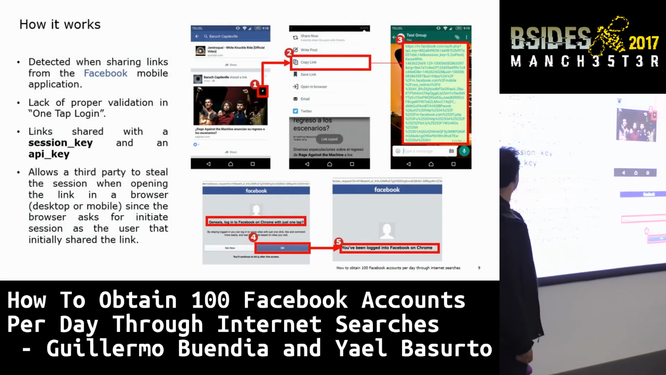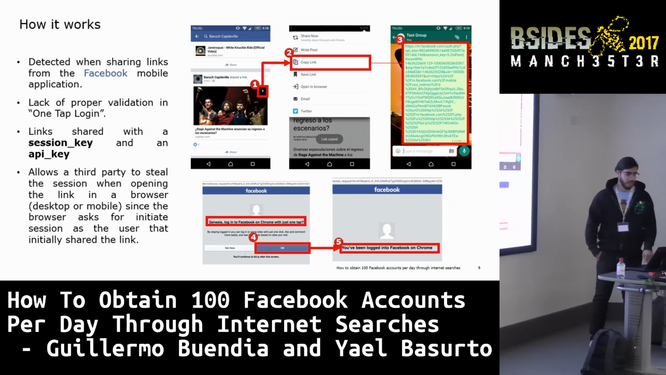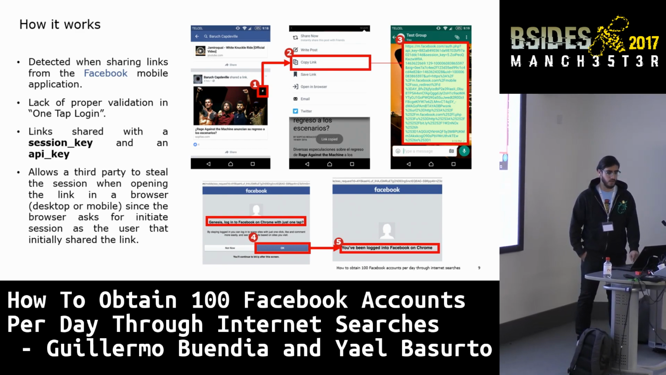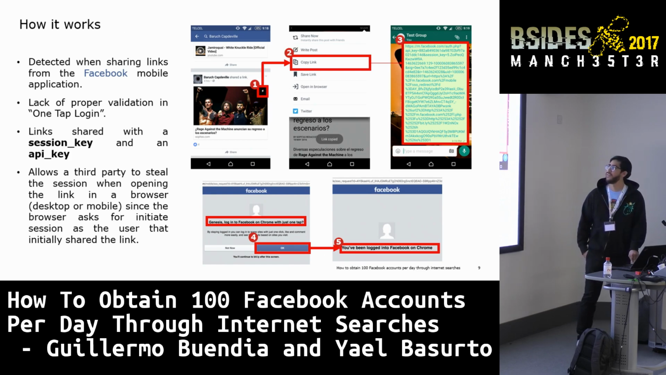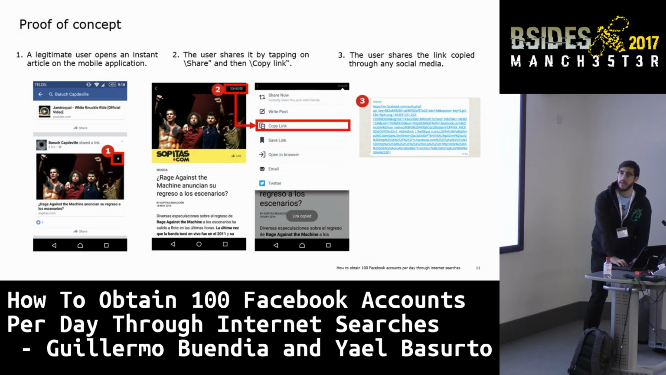How it works. We detected a vulnerability when sharing links from the Facebook mobile application. This vulnerability is caused by the lack of proper validation in one-tap login when creating shortened URLs from Facebook Instant Articles. We made a little proof of concept.